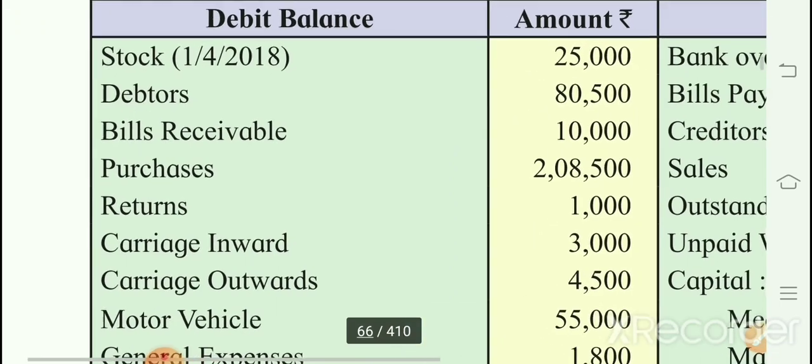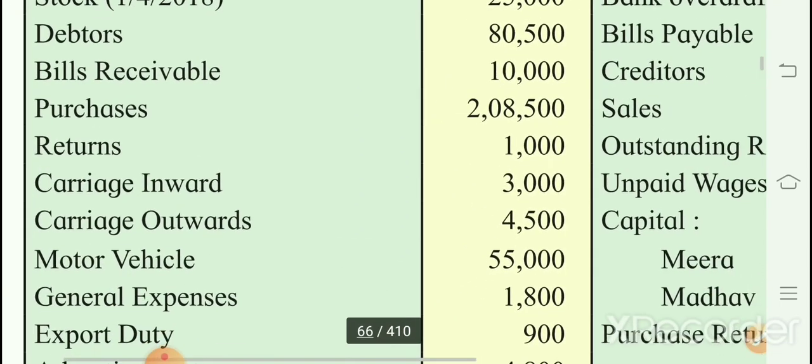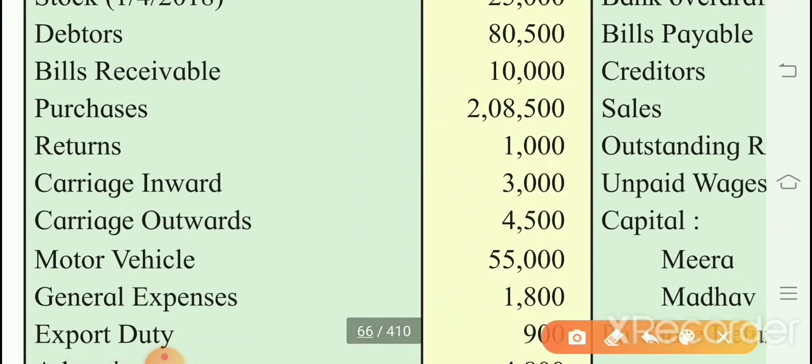And see, on the debit side of trial balance, returns are provided to us. That is what our sales return is. So this amount of sales return now will be deducted from sales. So sales rupees 3,25,000 minus returns of rupees 1,000, net amount of rupees 3,24,000 will appear on credit side of trading account under the heading of sales.